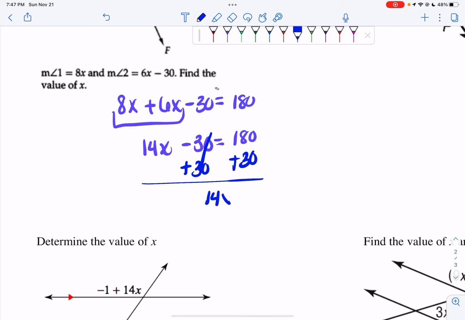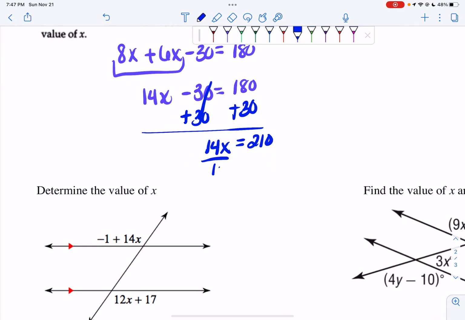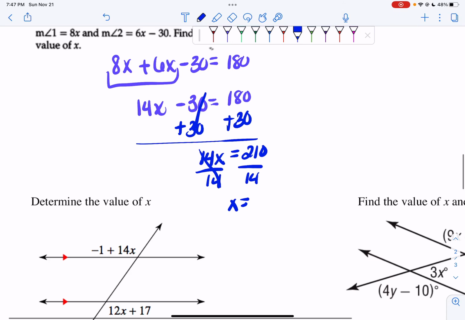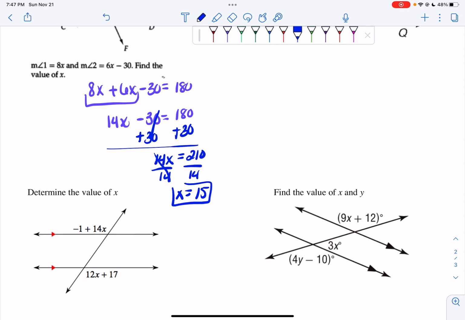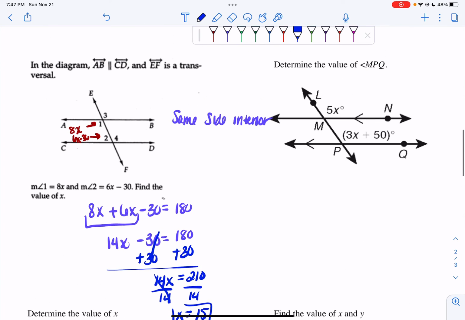So I get 14x equals 210. And then I divide both sides of my equation by 14. When I do this, I get x is equal to 15. X is equal to 15. And that's your final answer, because it just says find the value of x.